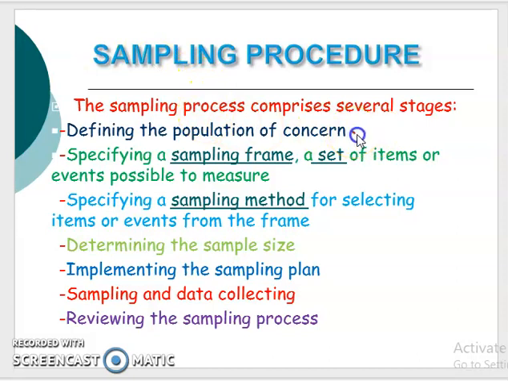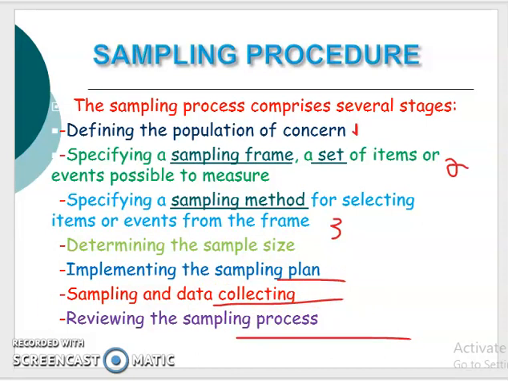The first is defining the problem concerned, and the second is specifying a sampling frame, a set of items or events possible to measure. The third is to specify a sampling method for selecting the items or events from the frame. Then determining the sample size. Next is implementing the sampling plan, then the sampling and data collection, then reviewing the sampling process. So this is the sampling procedure.